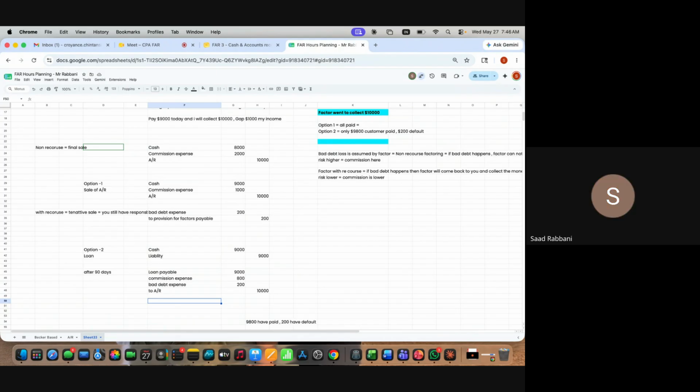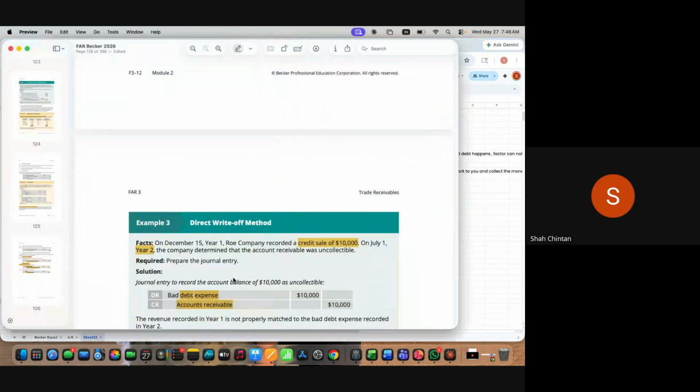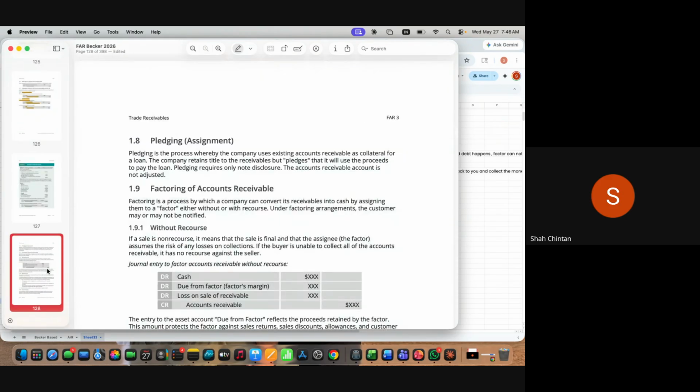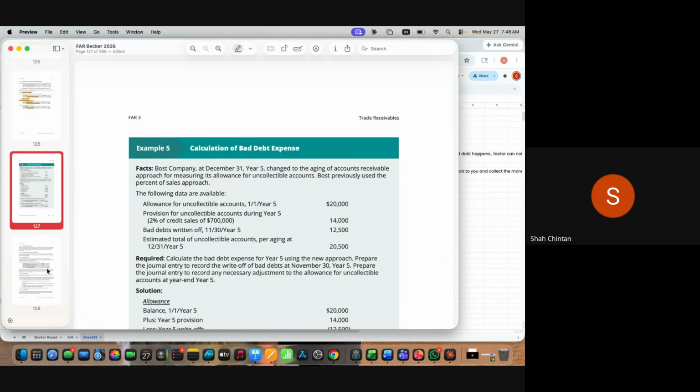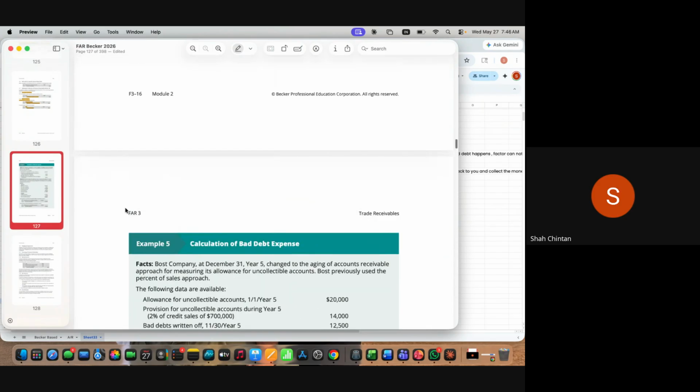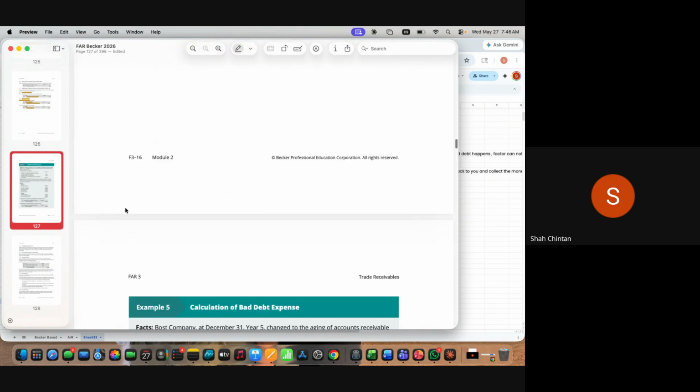Okay. ओके, so आप आ जाइए आपकी book में. Let's see where we ended. Calculation of bad debt expense. I think this is pending. Yes. So over to you.